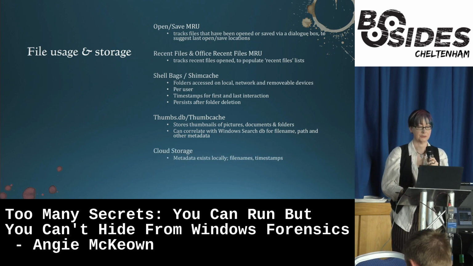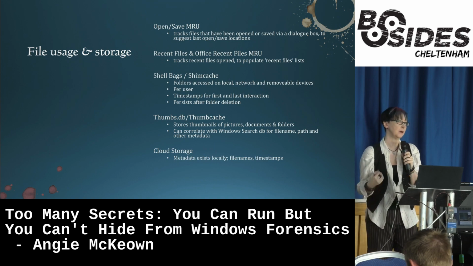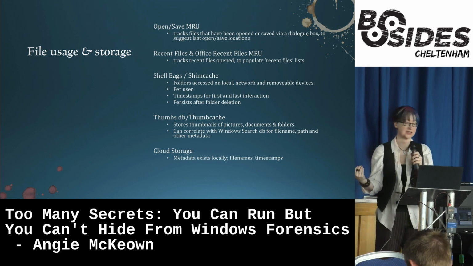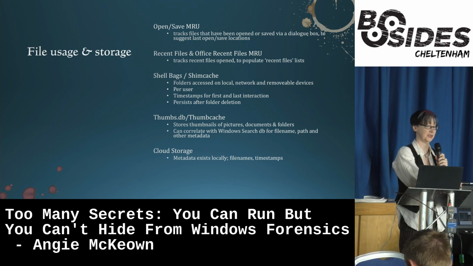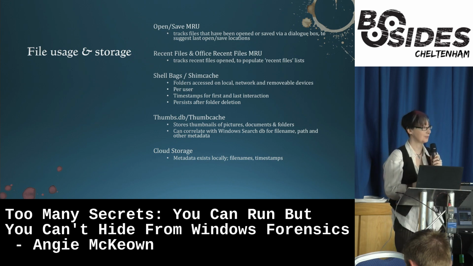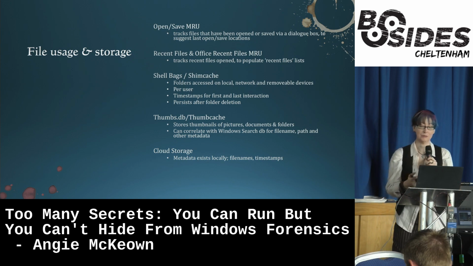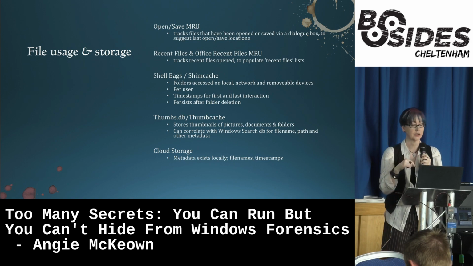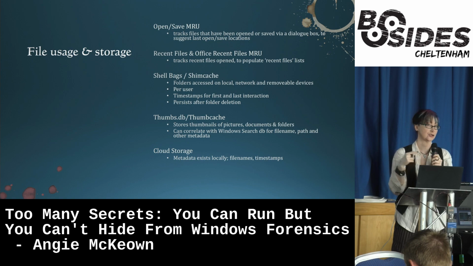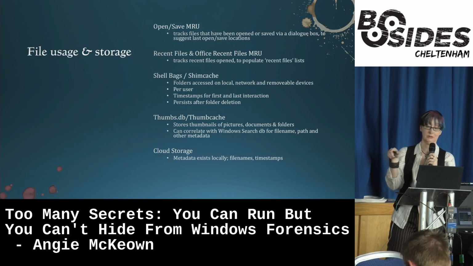And of course, we've got cloud storage. Even when the files in your cloud storage are not synced locally, the metadata usually exists locally. That's things like file names and timestamps, which can help us build a picture of the kind of stuff you're accessing and work out if there might be items of interest stored in your Dropbox that we then need to go and get some more permission for.